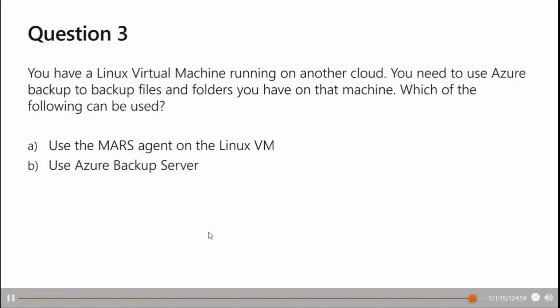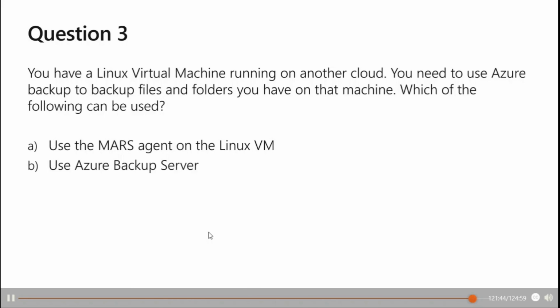That virtual machine is running in another cloud. I need to use Azure Backup to back up files and folders that I have on that machine. So I don't need to back up the VM, just the files and folders on the machine. Which of the following can be used? I can just use the MARS agent and install it on a Linux virtual machine, or I have to use the Azure Backup Server.